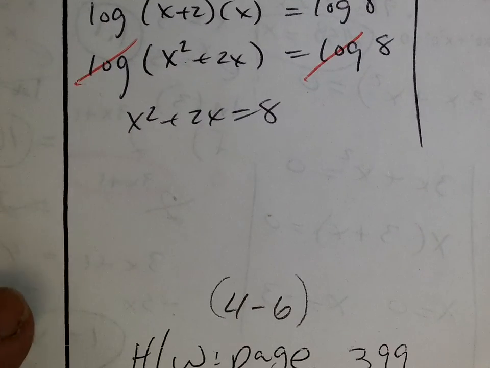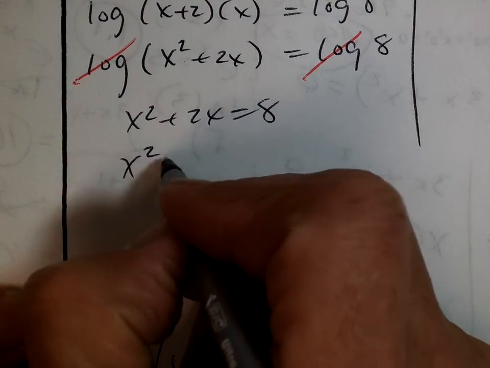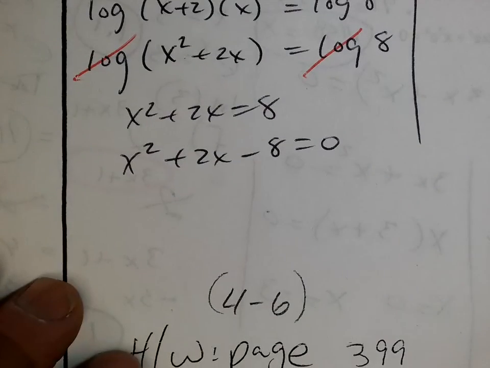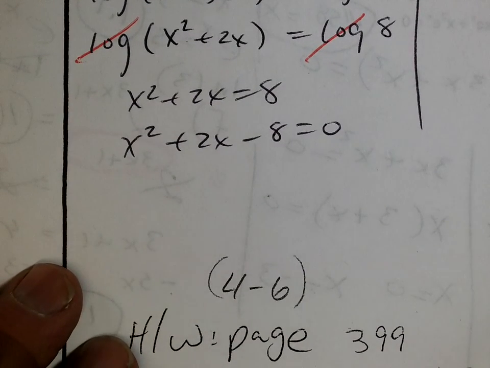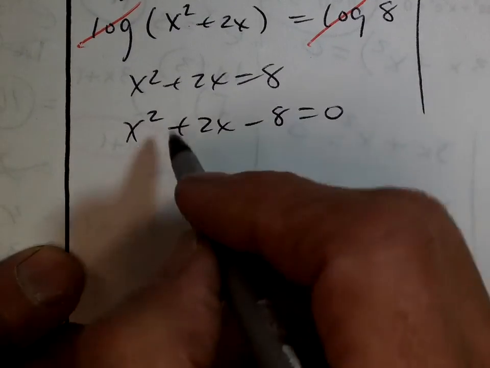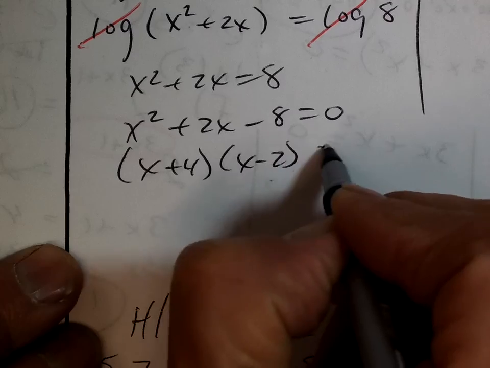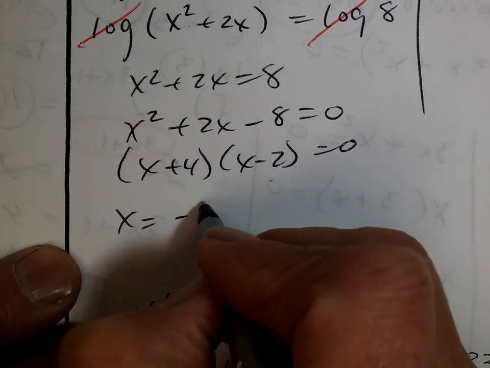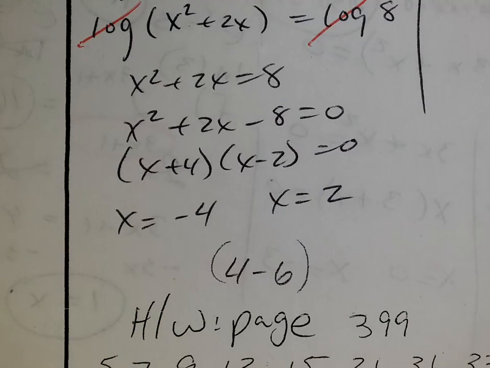Looks like a factor problem, huh? Bring over the 8. X squared plus 2x minus 8 equals 0, right? How about positive 4, negative 2? Positive 4, negative 2. X plus 4, x minus 2 equals 0. Many equations, x equals negative 4, maybe not, and x equals 2. Now, why did you say maybe not on the negative 4? Might be negative. Yeah. Thank you, Sky.